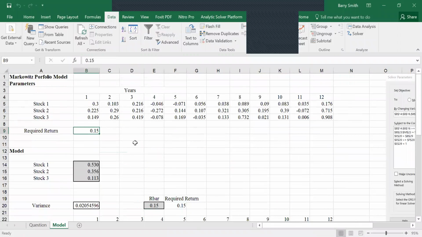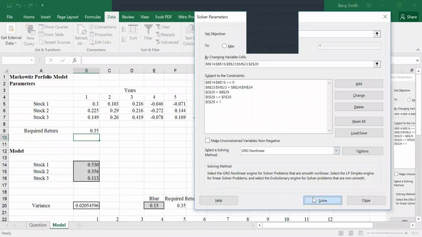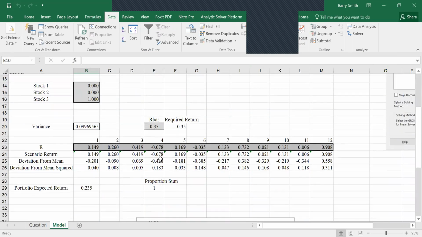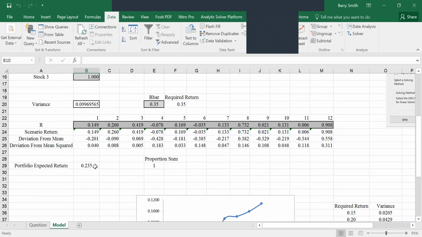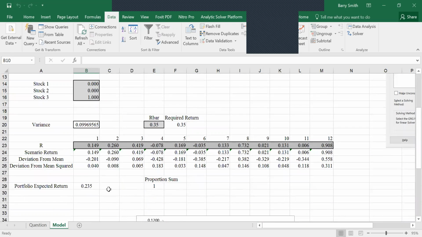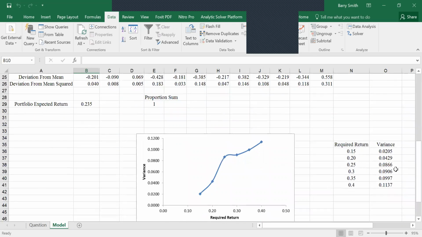So for instance, if we wanted to go 0.35, we'd hit enter, we do our solver, and then say solve. And so now X is 0, Y is 0, and Z is 1. And now instead of the same return, we only get 0.235. So our required return is 0.35, but our expected is only going to be roughly 0.235. So it's not as high here, and our variance is much higher than before. Before it was 0.0205, and now it's 0.0997. If we go up to 0.4, it goes to 0.1137.